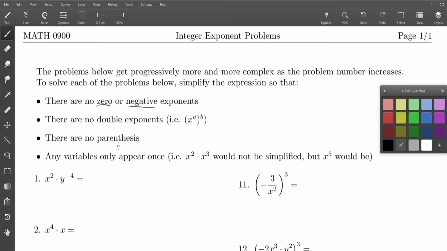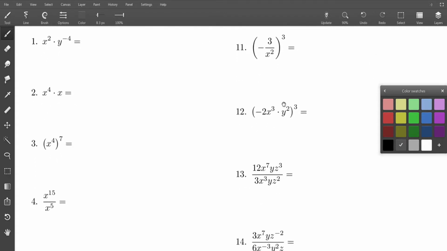We also want to make sure there's no parentheses. Parentheses are used to make more complex expressions, but when we simplify, we want to make sure that those go away. We also want to make sure that any variables like x, y, or whatever only appear once in the expression, namely if you're looking at bases. So if I had something that looked like x squared times x cubed, this would not be simplified because there's an x here and an x here. But if we use some exponent rules and combine that together, we would get x to the fifth. Okay, so keeping that in mind, we can start tackling some of these problems.